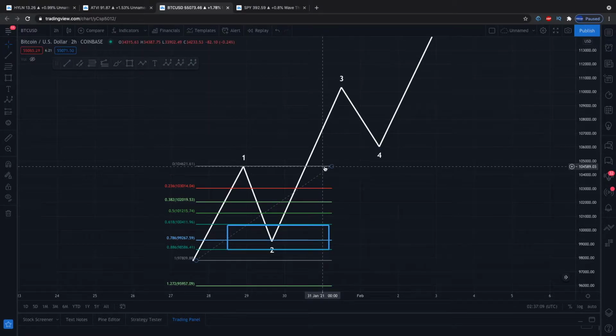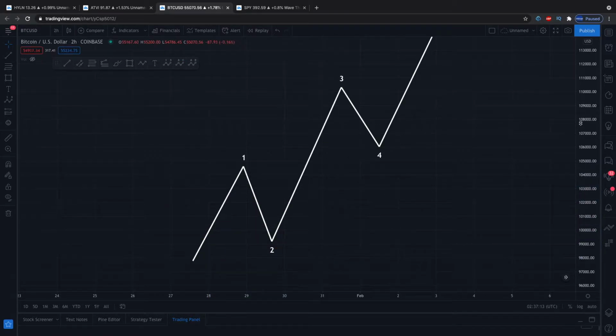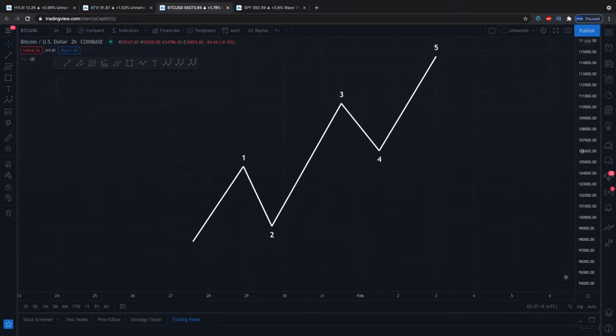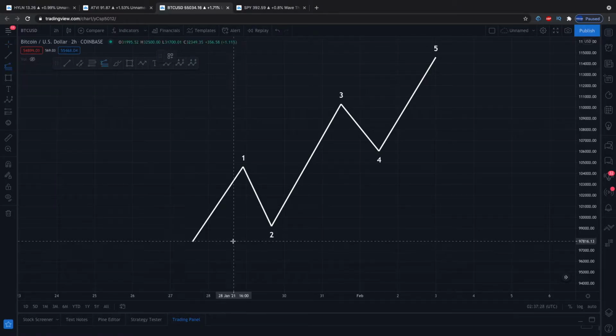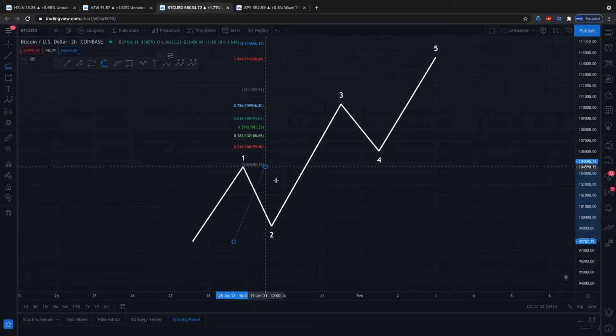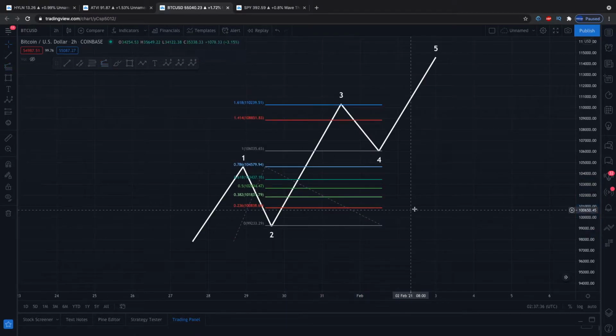So now we move on to wave 3. And the way you predict wave 3, which is the biggest movement of the wave typically. Think of wave 3 as the main meat of the impulsive wave. And to predict the movement, we're going to go to trend-based fib extension, which lies right under fib retracement. And we're going to click on the bottom of wave 1 to the top of wave 1. And now we're going to drag it to the bottom of wave 2. And we get these levels right here.